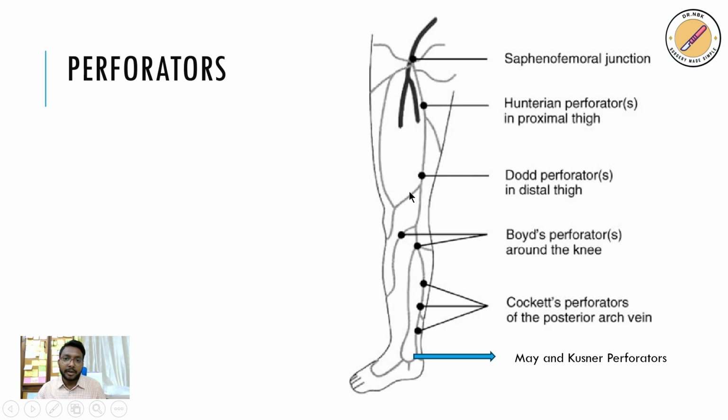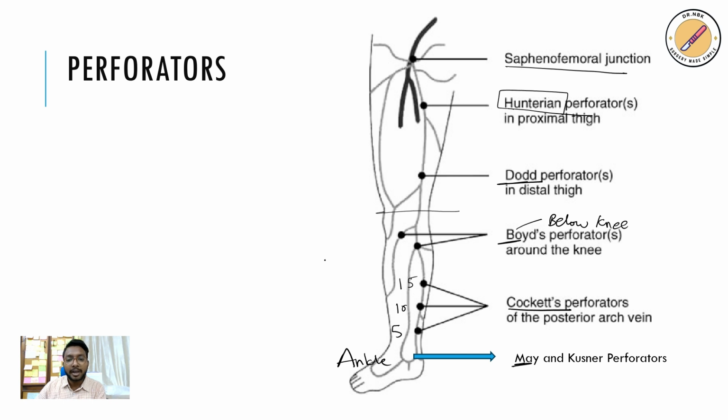So I told you there are many perforators in the lower limb, but there are only a few named ones, and we need to remember those named ones. One is at the level of the ankle, called the May and Kuschner perforators, and above the ankle, 5 centimeter, 10 centimeter, 15 centimeter from the ankle, they are called Cockett's perforators. And if you take this as the knee joint, B for below knee, B for Boyd. So below knee is your Boyd and above knee is your Dodd. Then at the level of the Hunterian canal or adductor canal, they are called Hunterian perforators. Then the other one is the saphenofemoral junction.